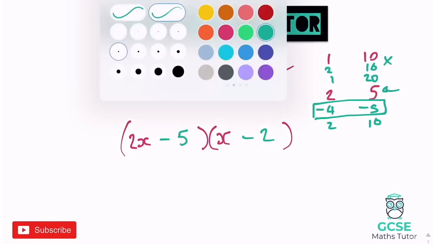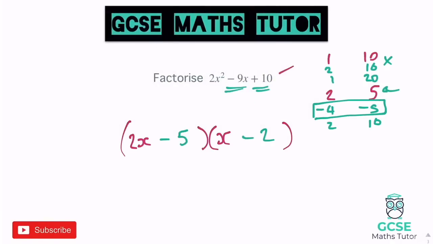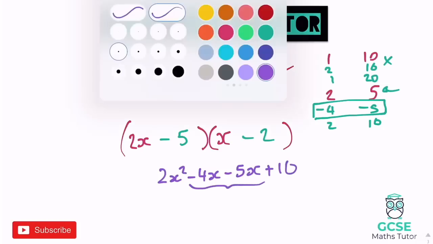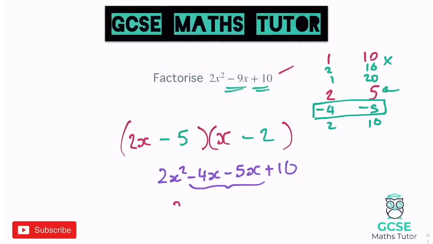And again you can just expand that to double check, so 2x times x is 2x squared, 2x times negative 2 is negative 4x, negative 5 times x is negative 5x, and then negative 5 times negative 2 gives us the positive 10 at the end there. And tidying that up, look, these two here do make my negative 9. We get 2x squared minus 9x plus 10, and it matches what we were looking for.